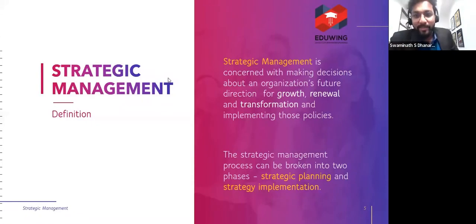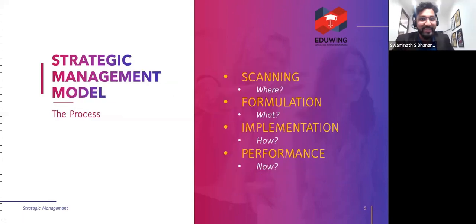Let me reiterate the strategy point once again. Strategic management is concerned with making decisions about an organization's future direction of growth, renewal, and transformation, and implementing those policies. This process can be broken into two phases: strategic planning and strategy implementation. First we have to plan, then only we can implement it.